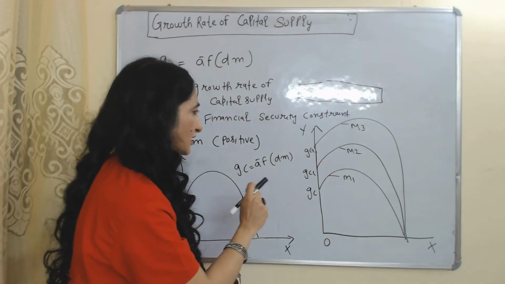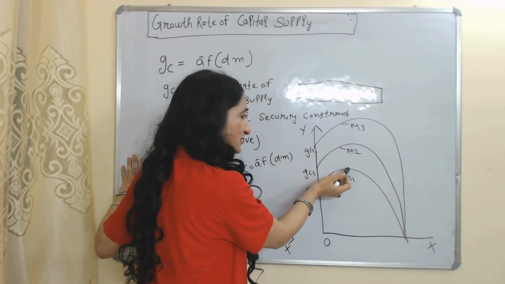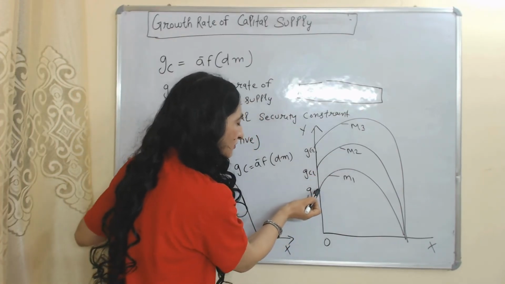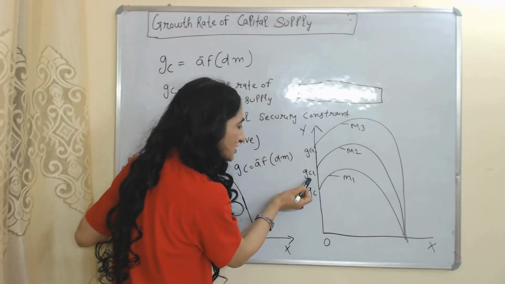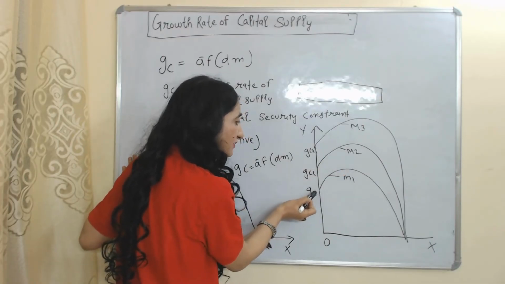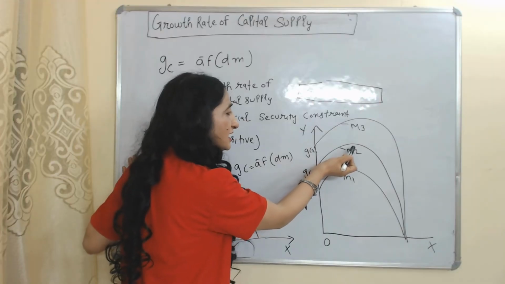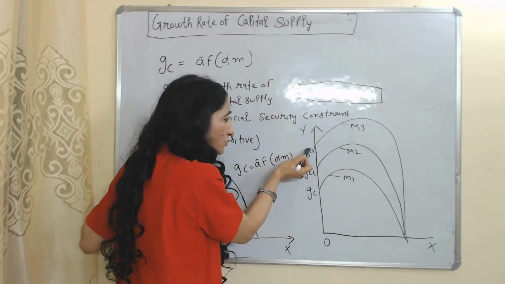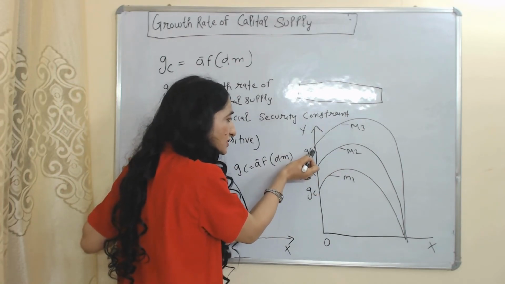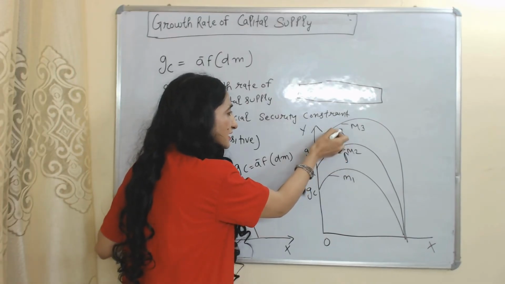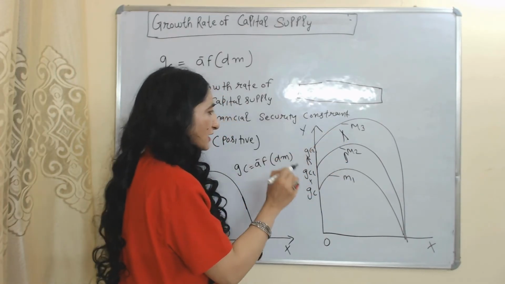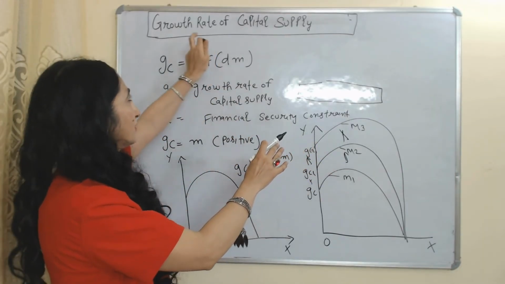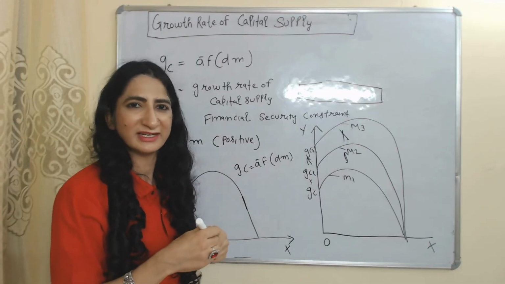In the second diagram, you can see that as our profit margin increases from M1 to M2, our GC curve also shifts from GC to GC1. That means as M increases, our GC also increases. Again, as our M shifts forward from M2 to M3, our GC curve also shifts forward from GC1 to GC2. So we can say that M and GC have a positive relation. As our average profit margin increases, our growth rate of capital supply will also increase.